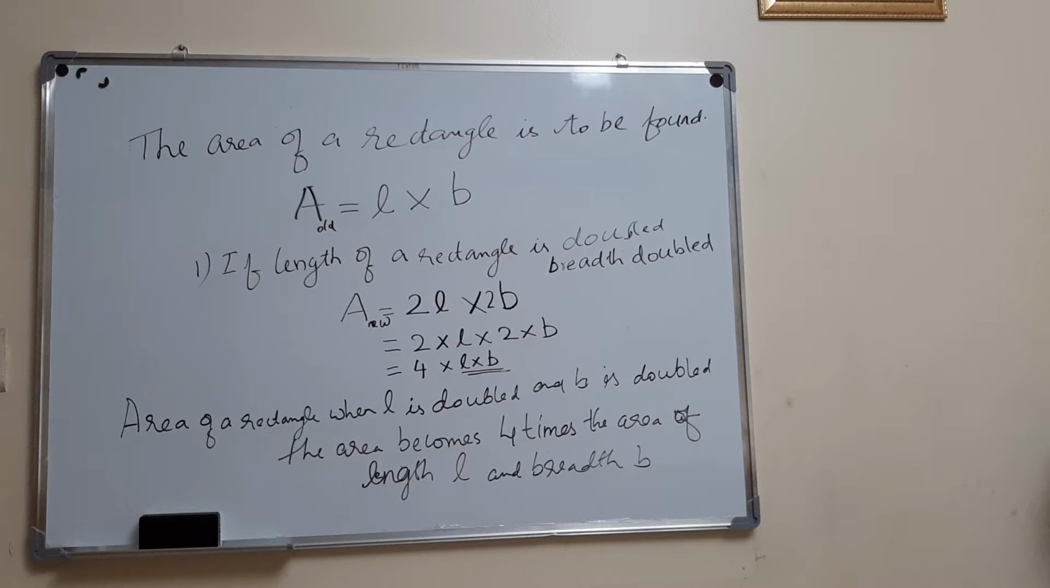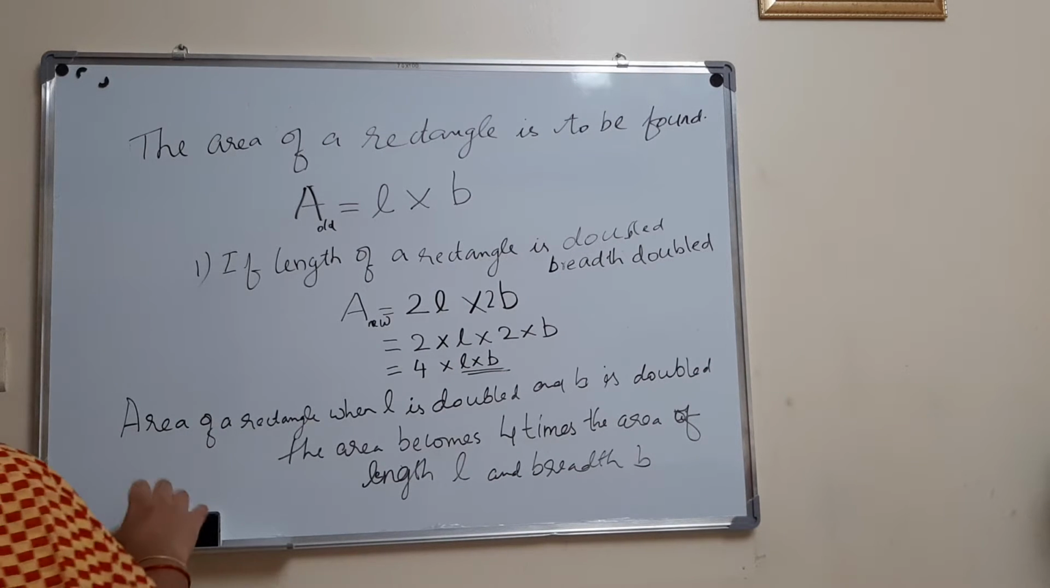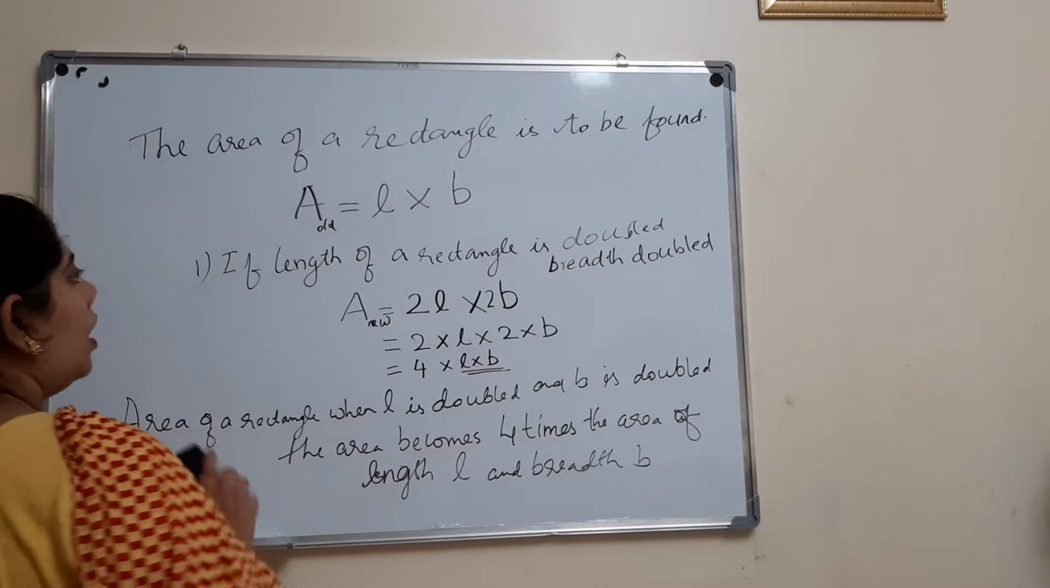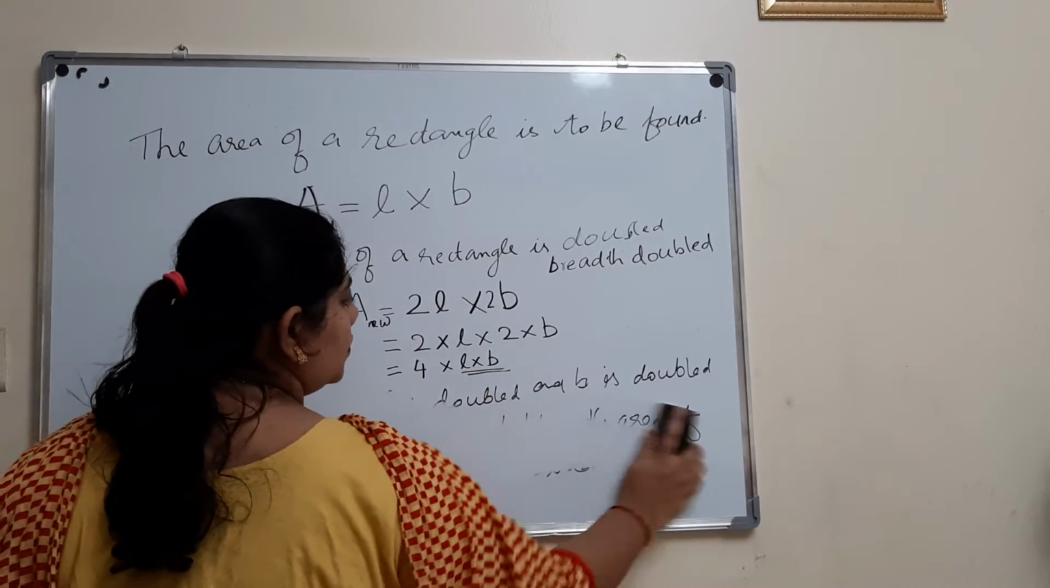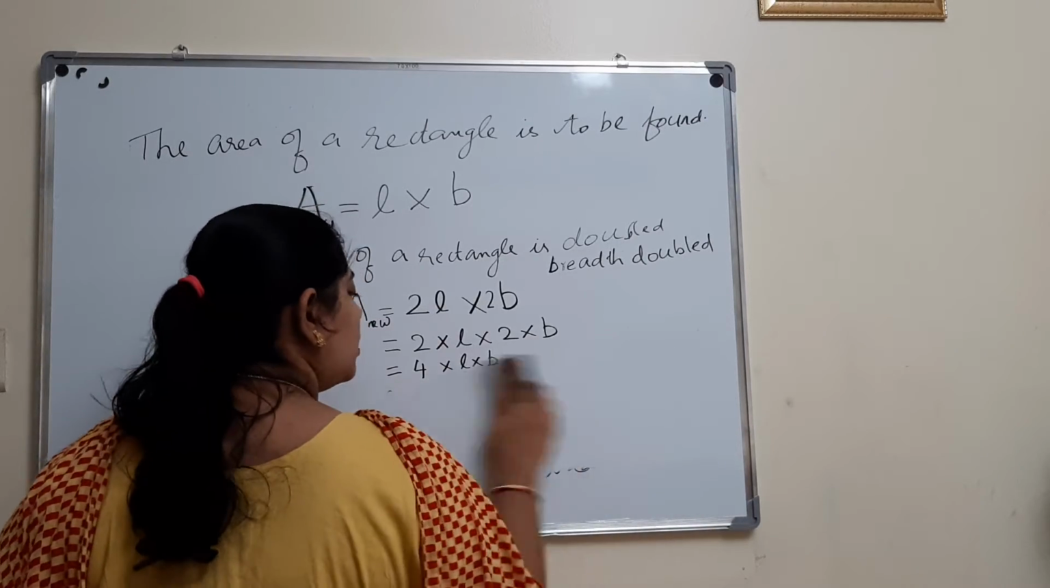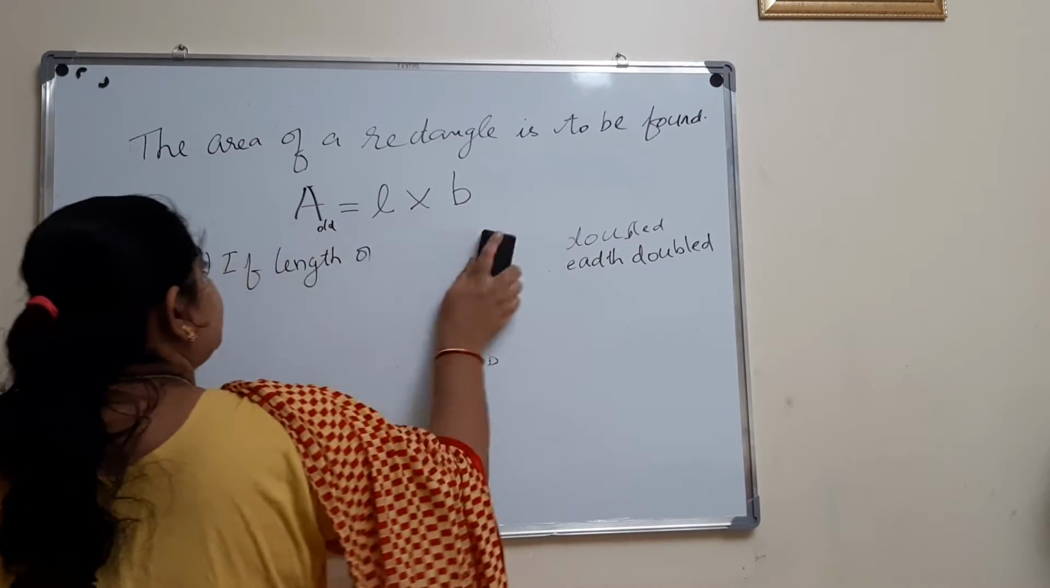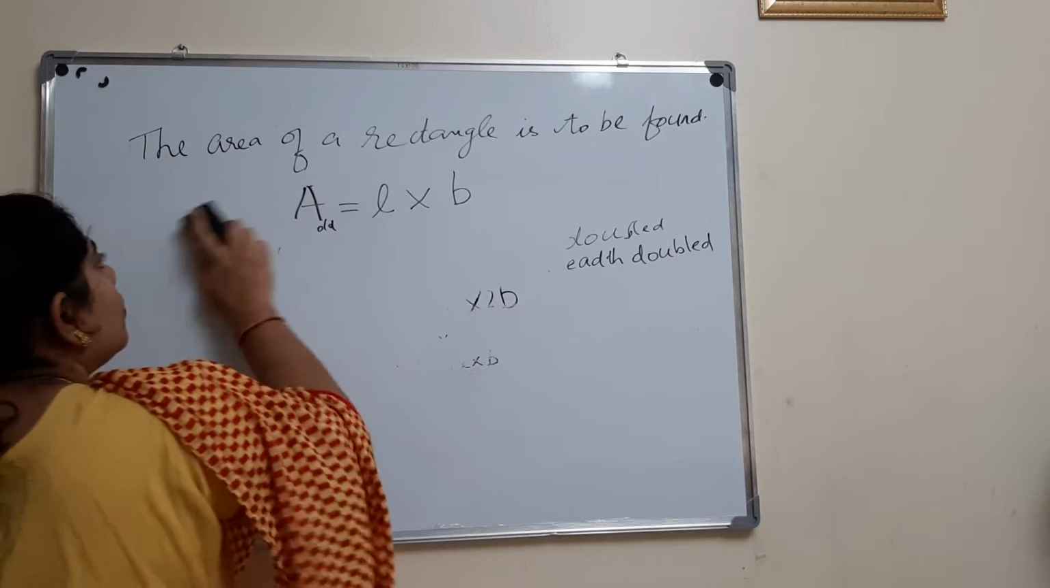Now we are going to take a case of a square. Now in the square, what will happen? Let's see. So what is the area of a square?